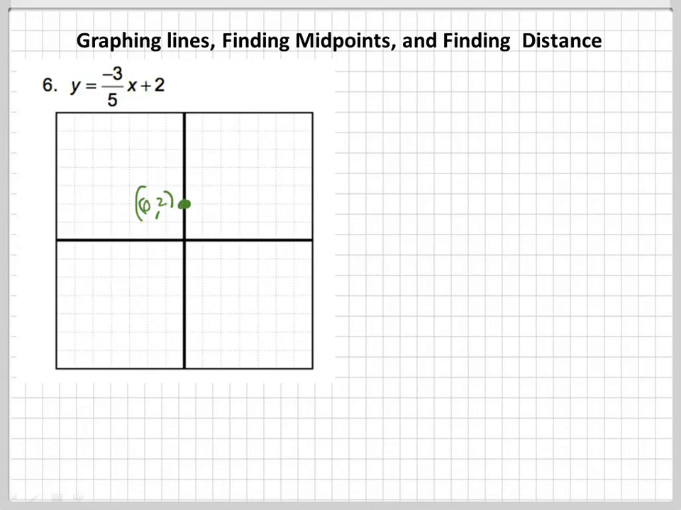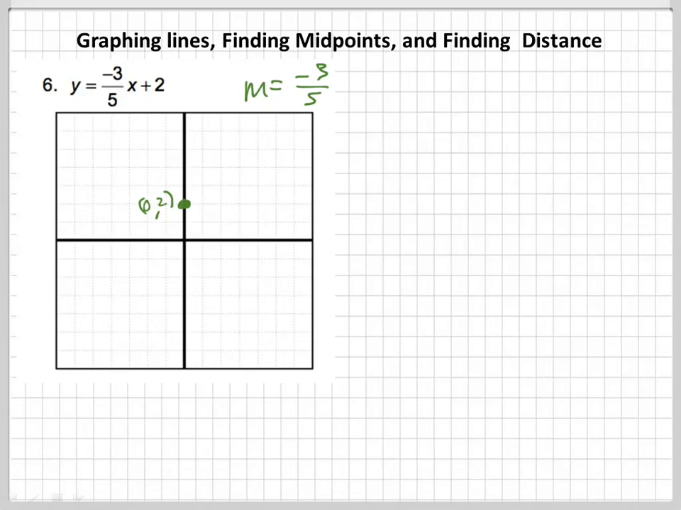If I plug a 0 into this x, what does y equal? It equals 2, right? Because 0 times the negative 3 over 5 will just be 0. 0 plus 2 is 2. So that's 0, 2, and then we have our slope. Our slope, which is m, equals negative 3 over 5.